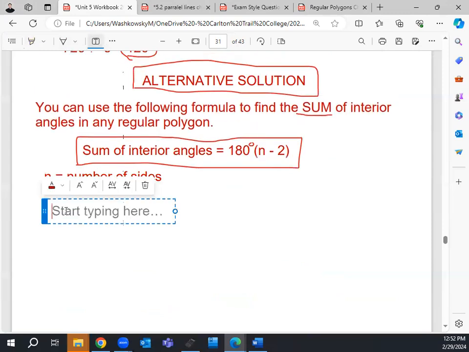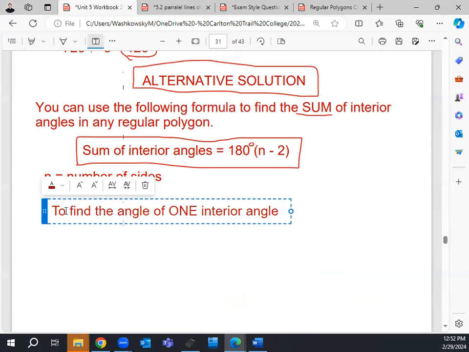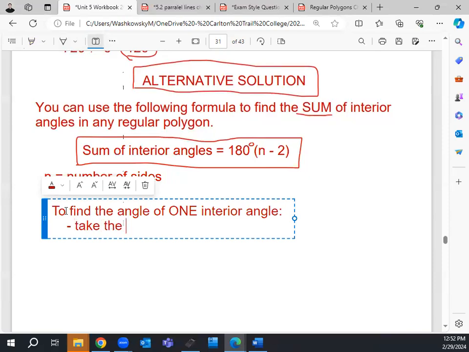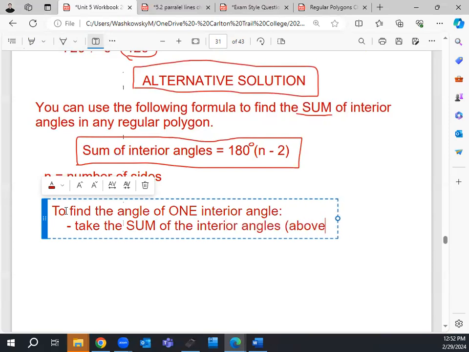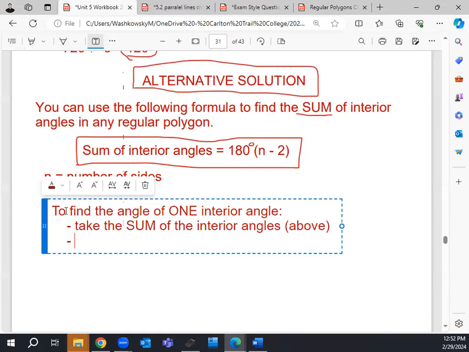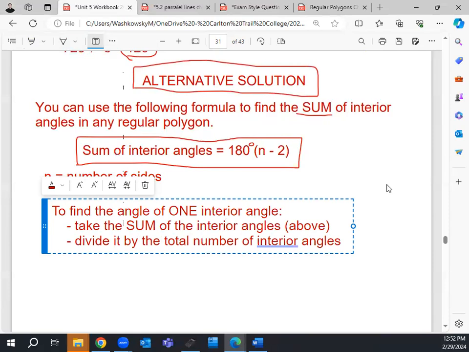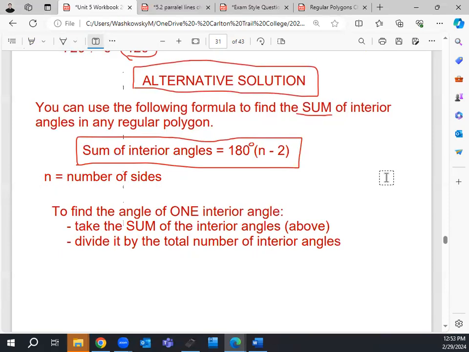So if I want to find the angle of one interior angle, this is not the sum. Now, if I want to find just one, take the sum of the interior angles, the thing that's right above this, divide it by the total number of interior angles. That shape above had 6 interior angles, right? So I divided it by 6.